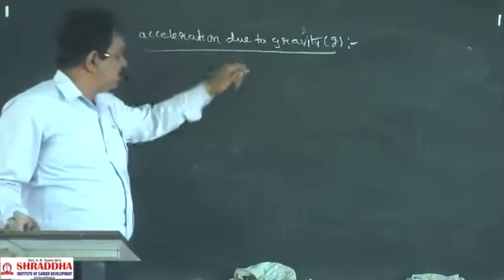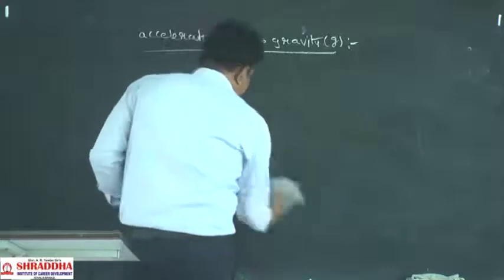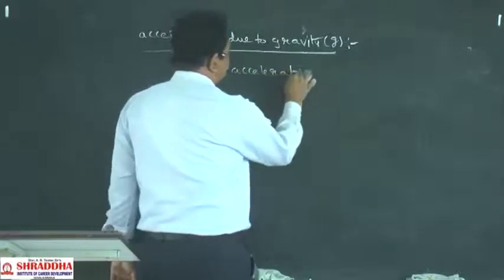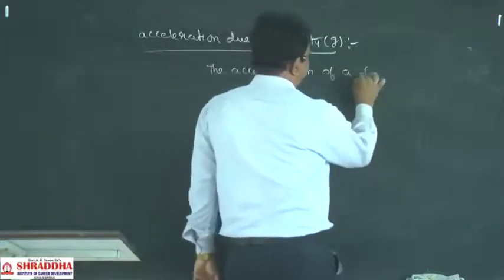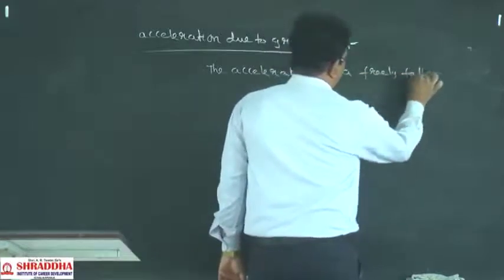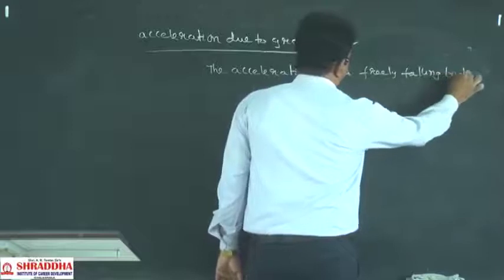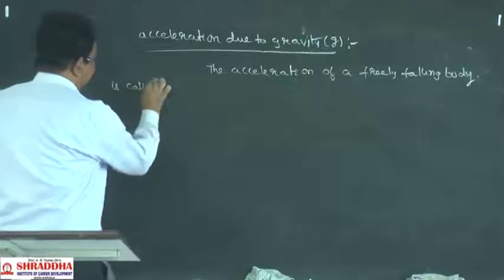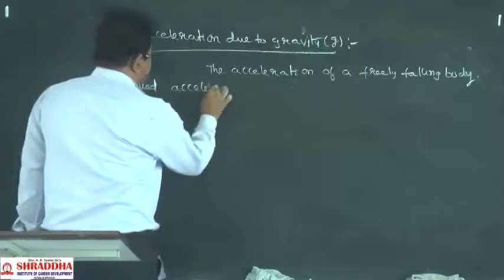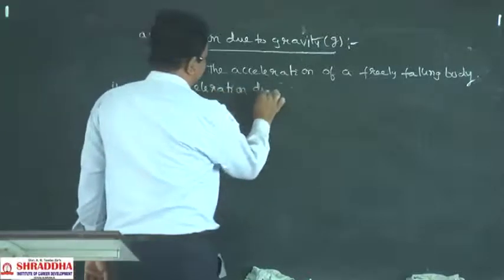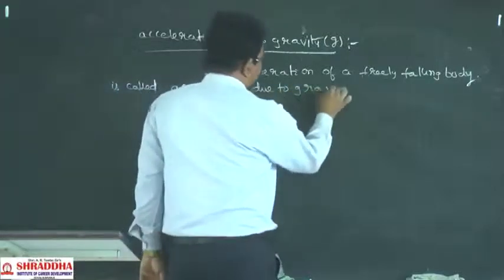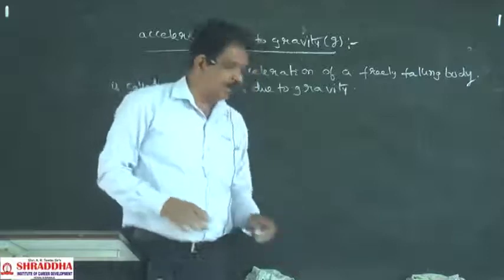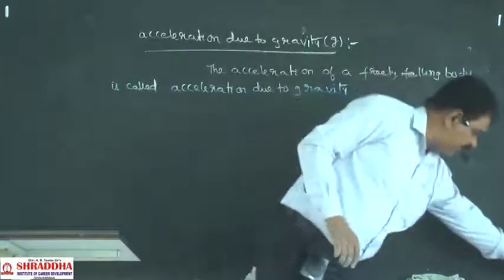Next, acceleration due to gravity. Let us see. The acceleration of a freely falling body is called acceleration due to gravity. Freely falling body means what? A body dropped in the air. That body will be called the freely falling body.